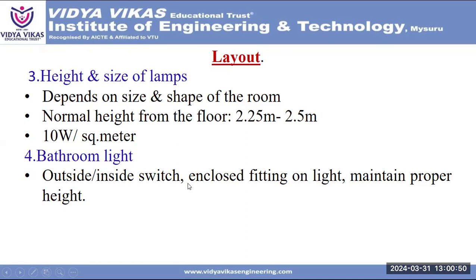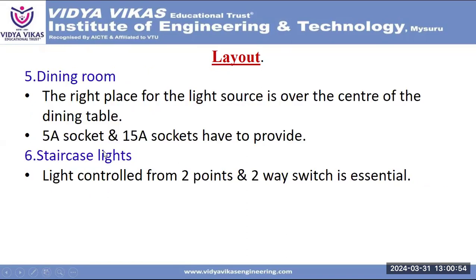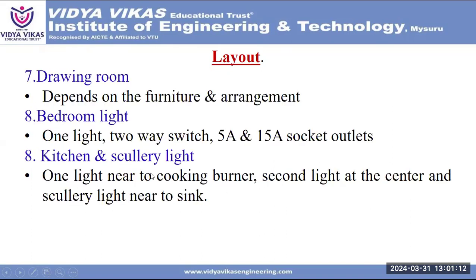Bathroom light: switch outside or inside, enclosed fittings on light, maintain proper height. In a dining room, the right place for the light source is over the center of the dining table. A 5 ampere socket and a 15 ampere socket have to be provided in the dining room. Why? Because of heating water or using an induction or kettle. Staircase lights: the light is controlled from 2 points and a two-way switch is essential.